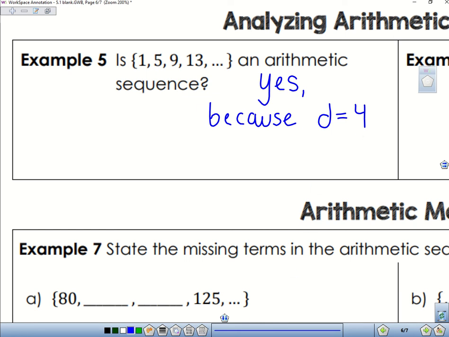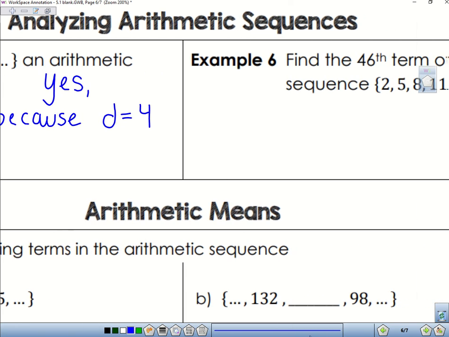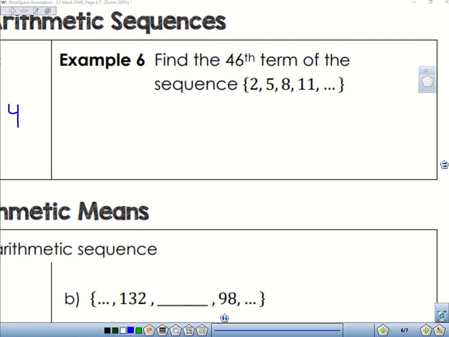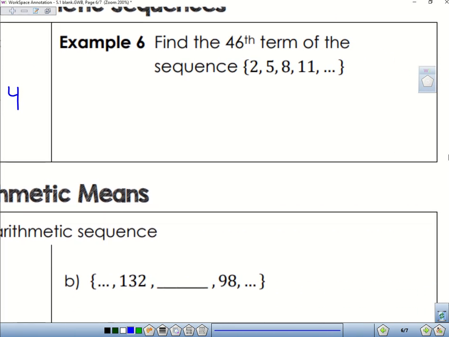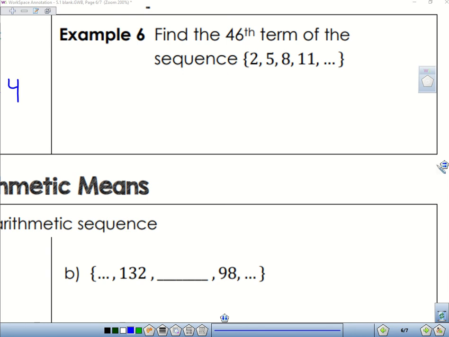Okay. So the next part is they're asking us to find the 46th term of the sequence. Now, you could sit here for like an hour, maybe not a whole hour, and try to figure this out.